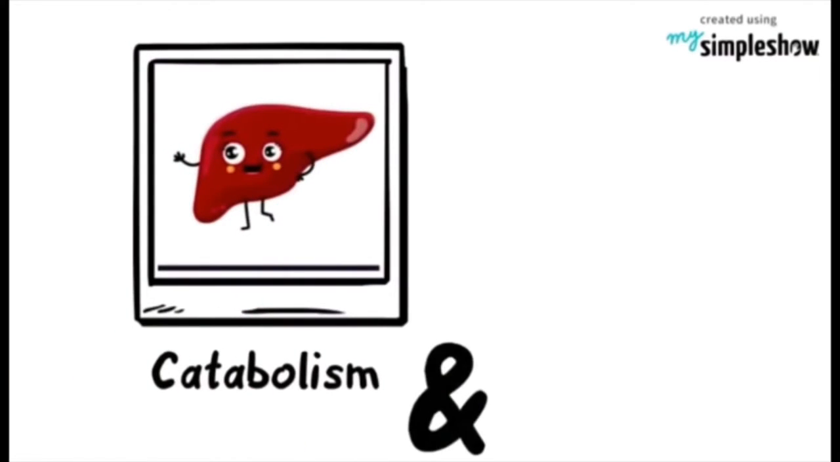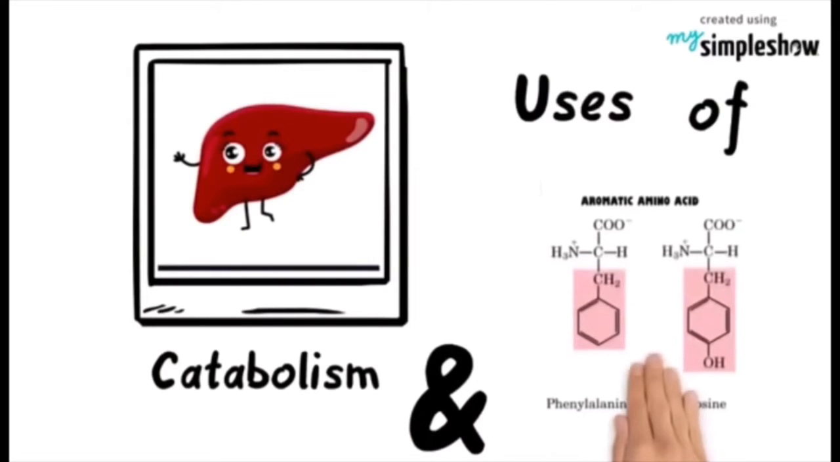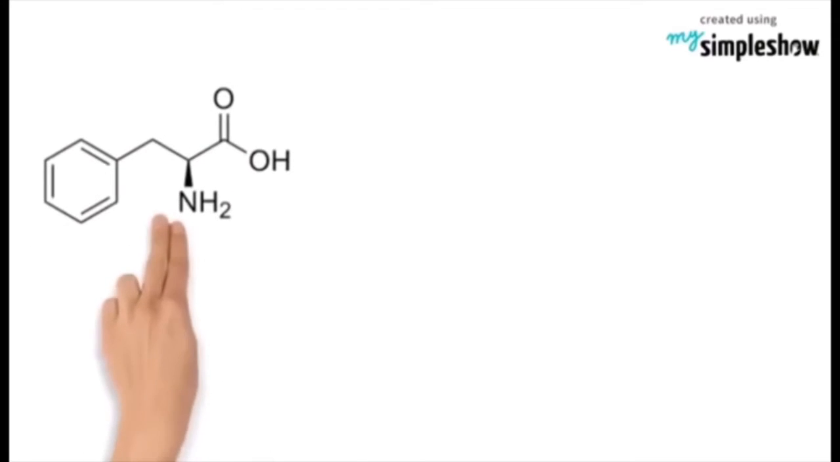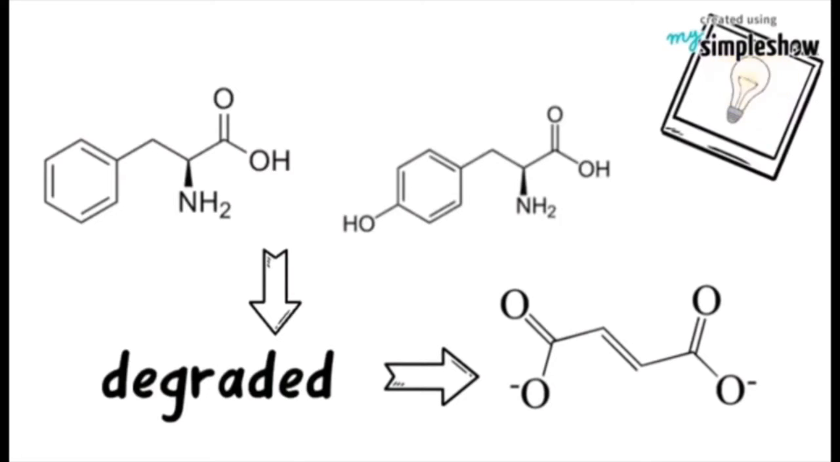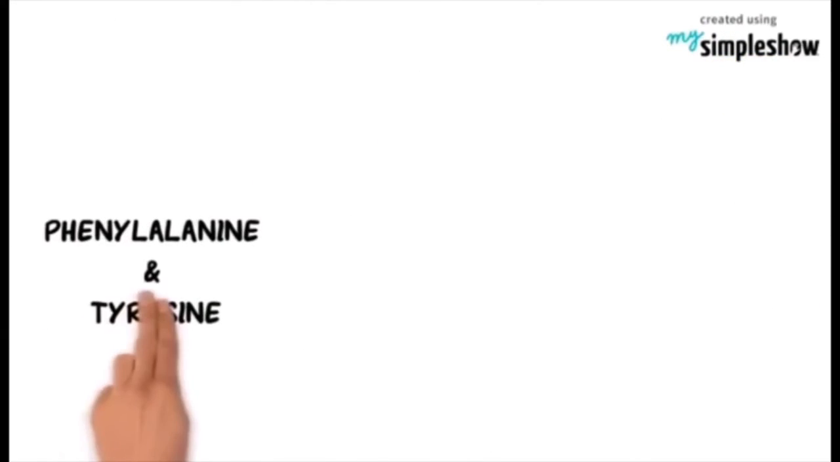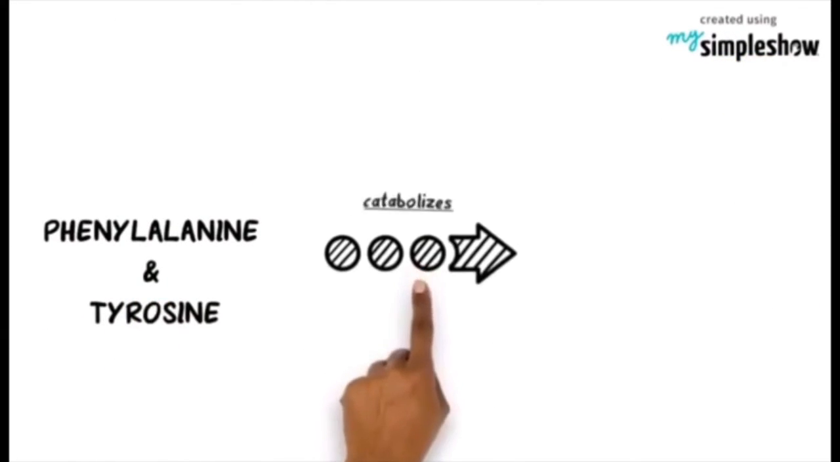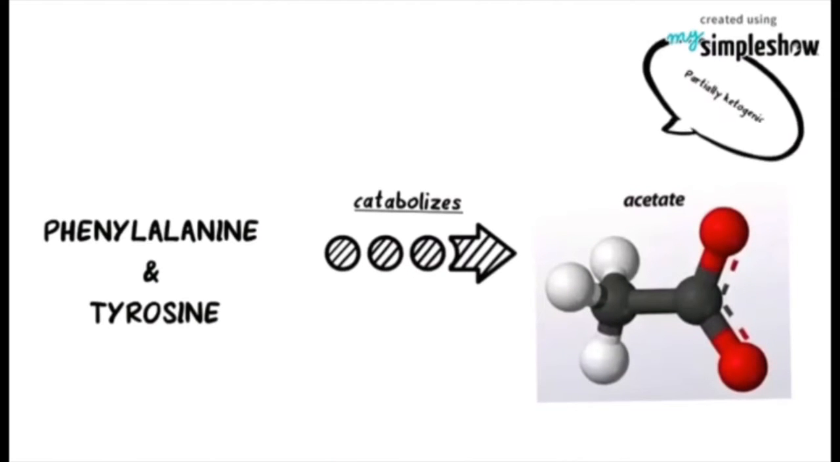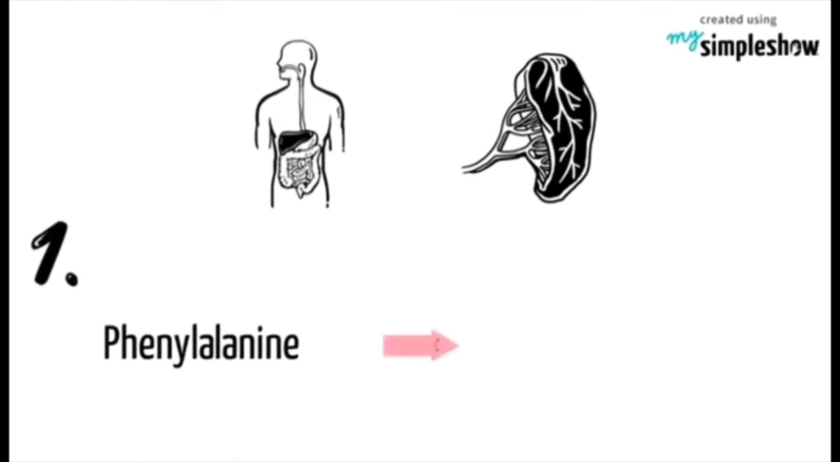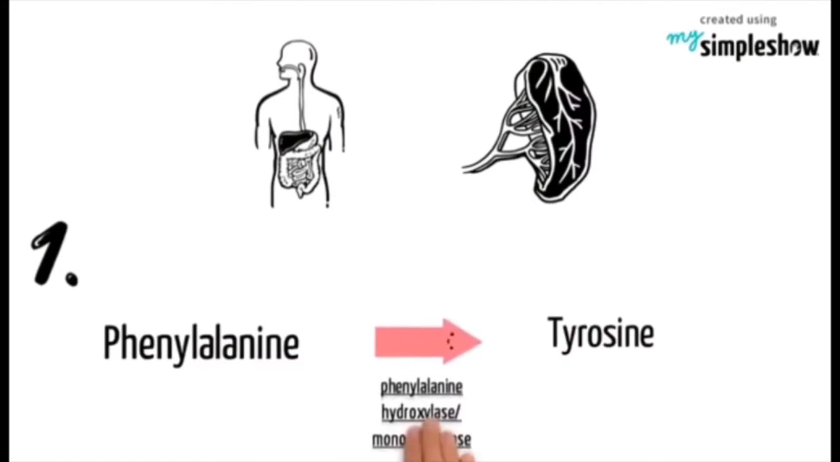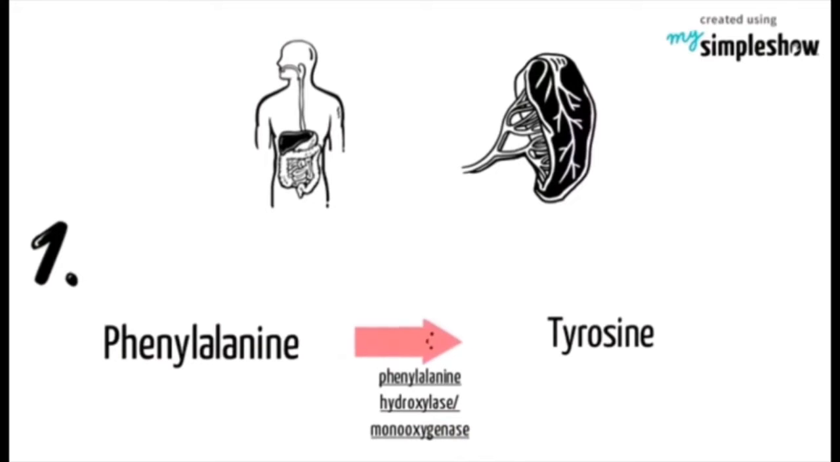Hepatic catabolism and uses of aromatic amino acids, phenylalanine and tyrosine. Phenylalanine and tyrosine are partially glucogenic because they are degraded to fumarate. Moreover, phenylalanine and tyrosine also catabolize to acetate and thus are partially ketogenic. Degradation of phenylalanine is specific to the liver and the kidneys. First step, phenylalanine is converted to tyrosine by the enzyme phenylalanine hydroxylase, also called monooxygenase.